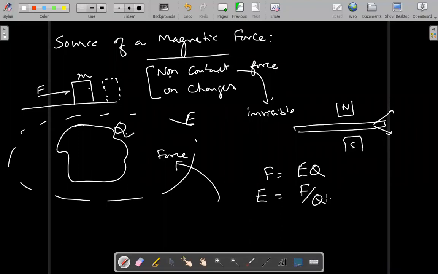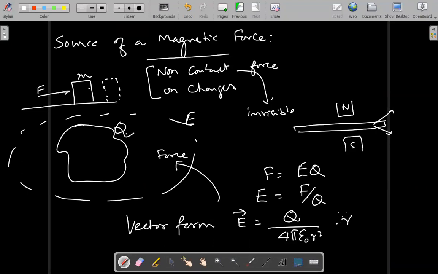So he gives on page 134, E is equal to Q by 4 pi epsilon naught R square into R bar. This is a vector form. In vector form, the electric field E bar equals Q divided by 4 pi epsilon naught R square times the unit vector. That's why we put R cap as the unit vector. And the next one is the force, which is nothing but Q into E.